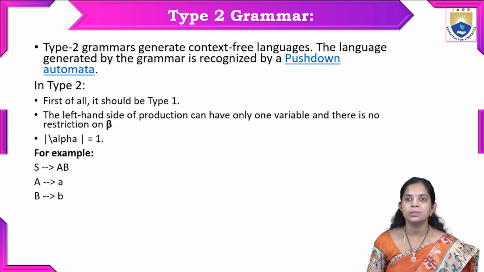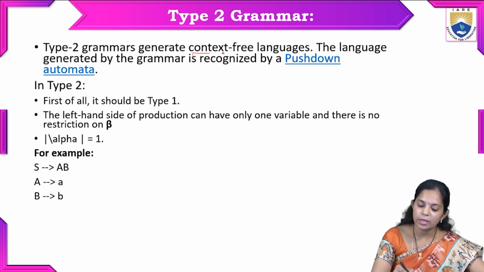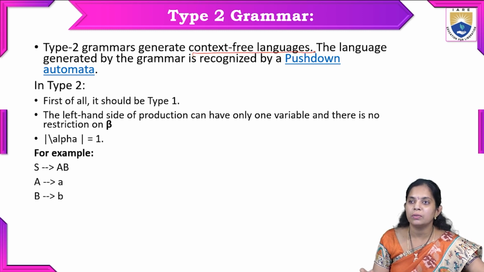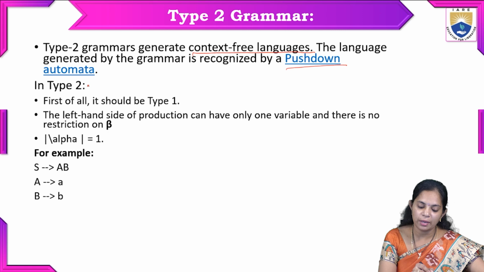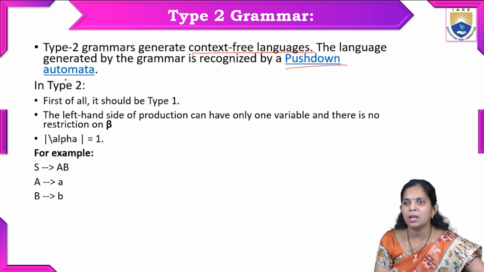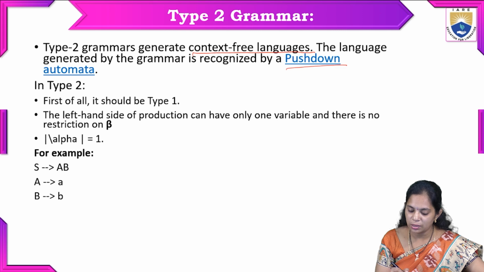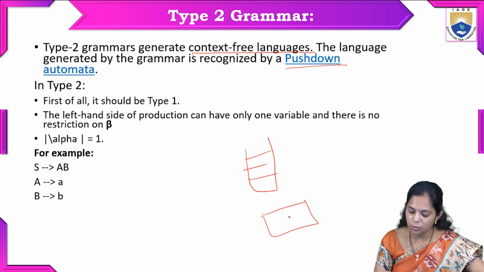And type 2 grammar, which is generated by the context free languages. We already discussed this in the previous videos. The context free languages are recognized by the push down automata, which has the tuple representation and stack representation. If we briefly discuss the push down automata, we have the stack representation, and we also have the finite control, so that we can accept and reject.